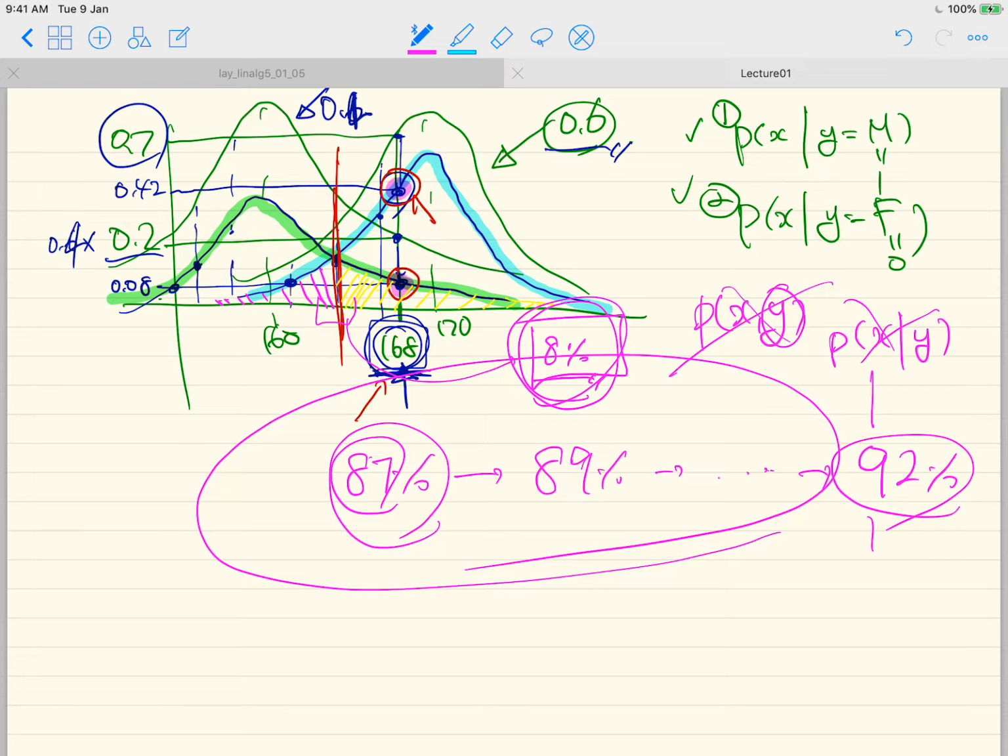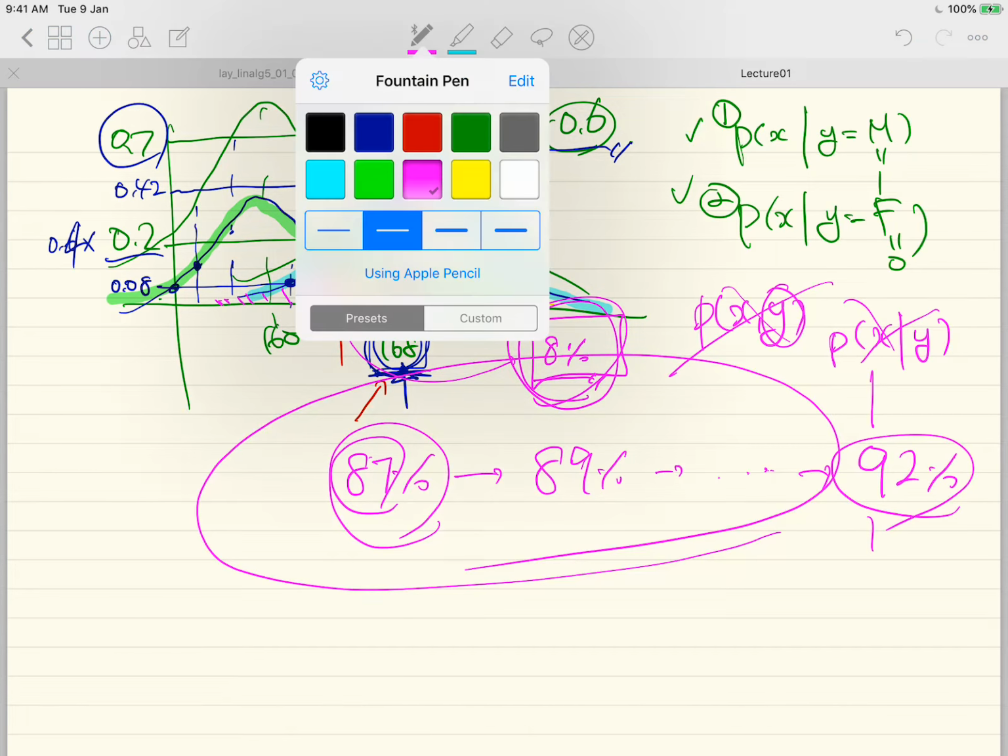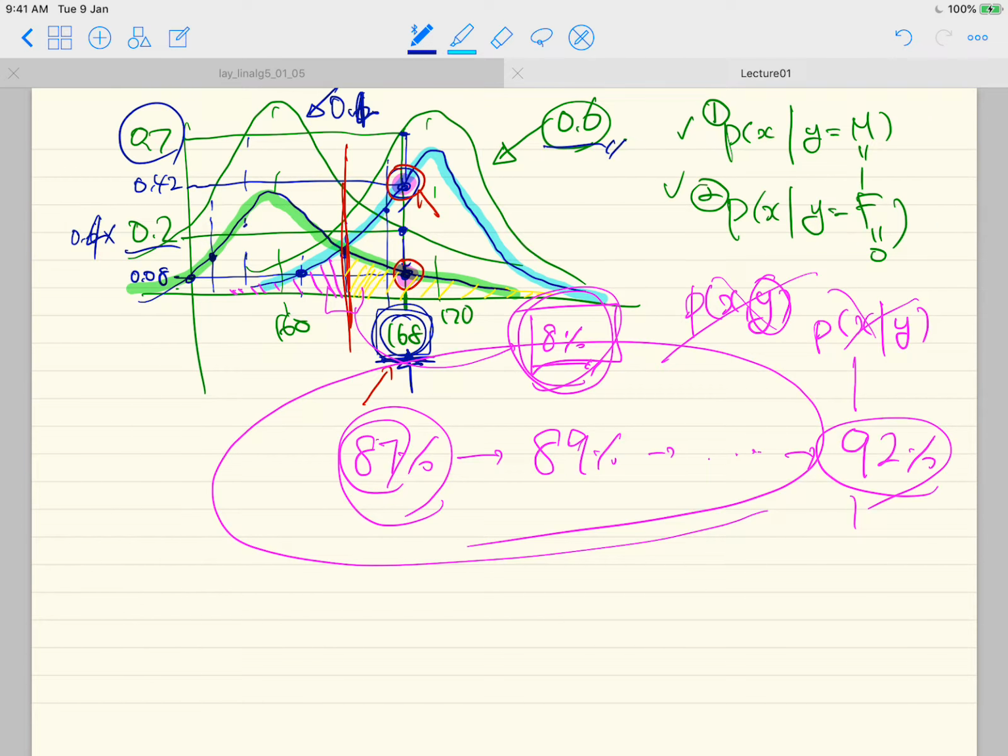That comes from the inherent limitation that even the same feature vector can have two or multiple different possible label values. Any questions so far?